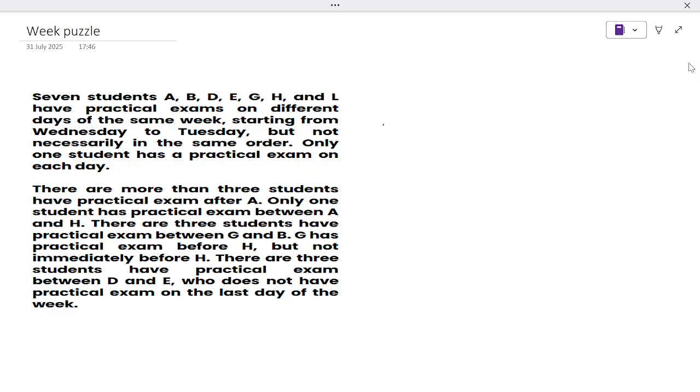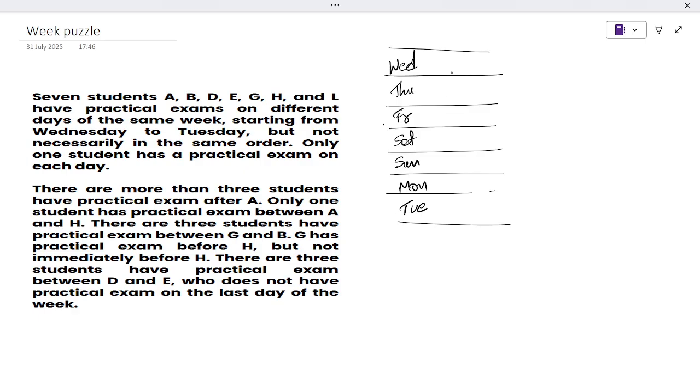Now let's get started. We have 7 students A, B, D, E, G, H, and L, and they have a practical exam on different days of the week, starting from Wednesday to Tuesday. So we'll start from Wednesday, Thursday, Friday, Saturday, Sunday, Monday, and Tuesday. In this case, the last day becomes Tuesday, and the first day becomes Wednesday.